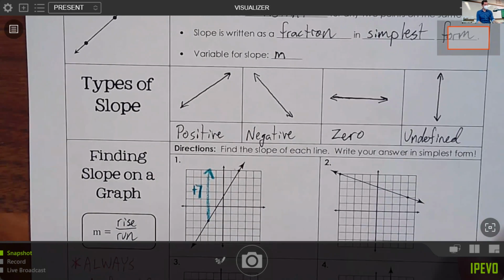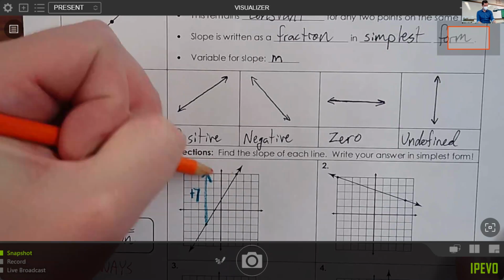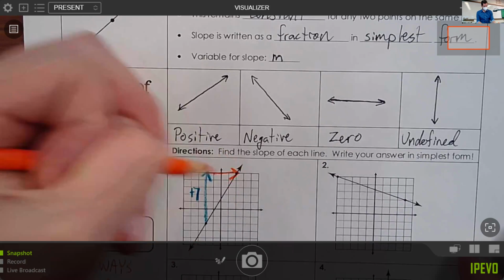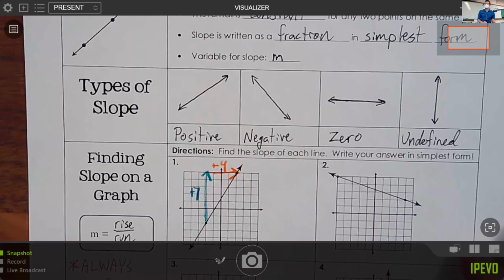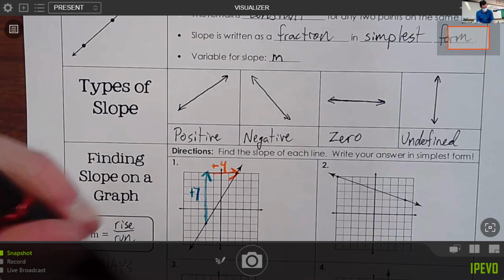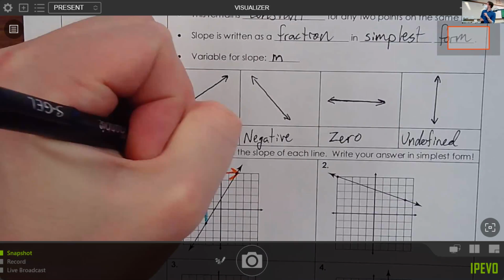So from the top of this arrow here, we're going to count from here to this point. So that would be 1, 2, 3, 4. So we're going over, and that would be plus 4. So the rise is there, and the run is there.